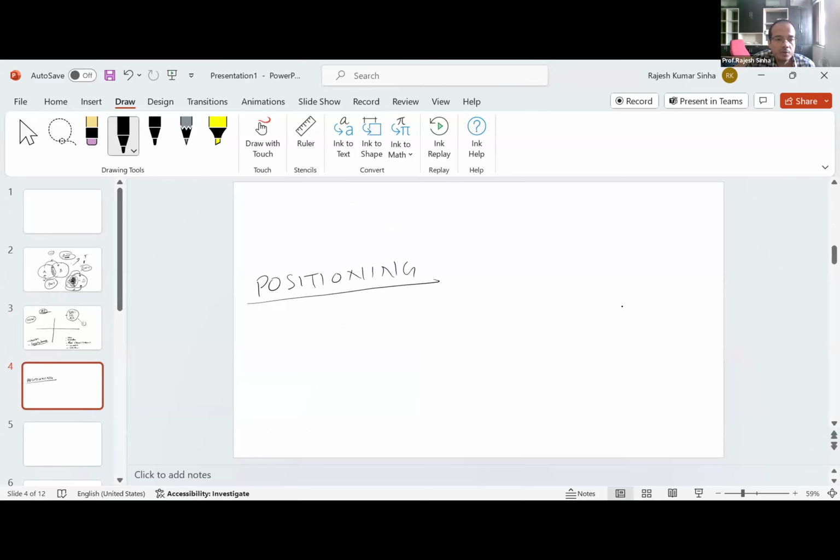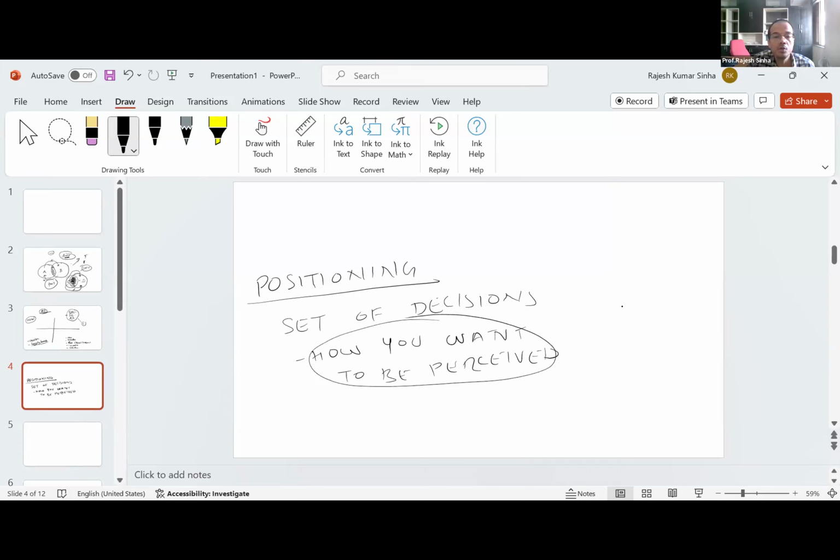What is positioning? Positioning is a set of decisions regarding how you want to be perceived. To execute that, you take a set of decisions. That is positioning. So if you have a sales meeting and you want to position yourself as sophisticated, you will be wearing a tie, because it is the financial sector.